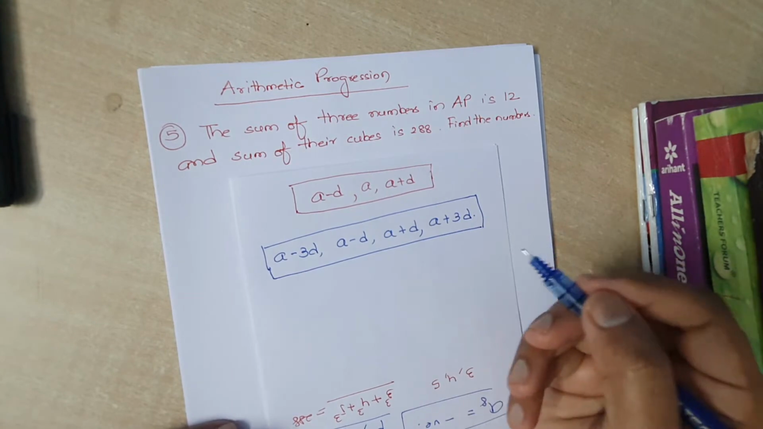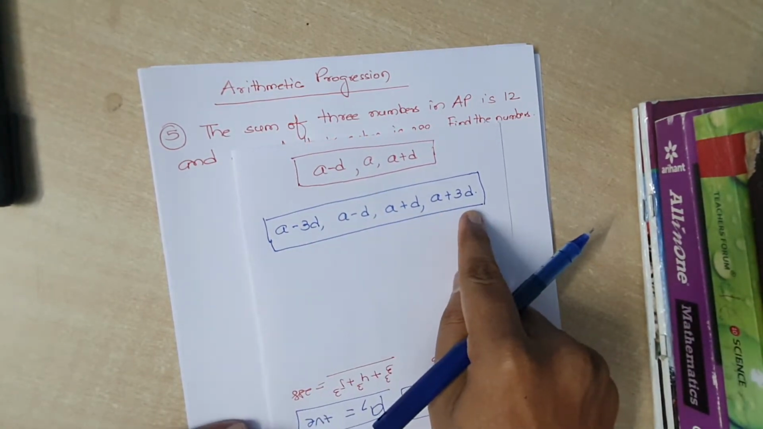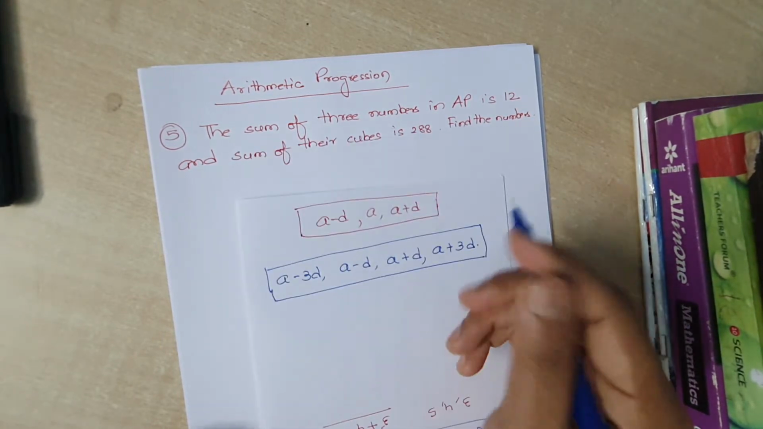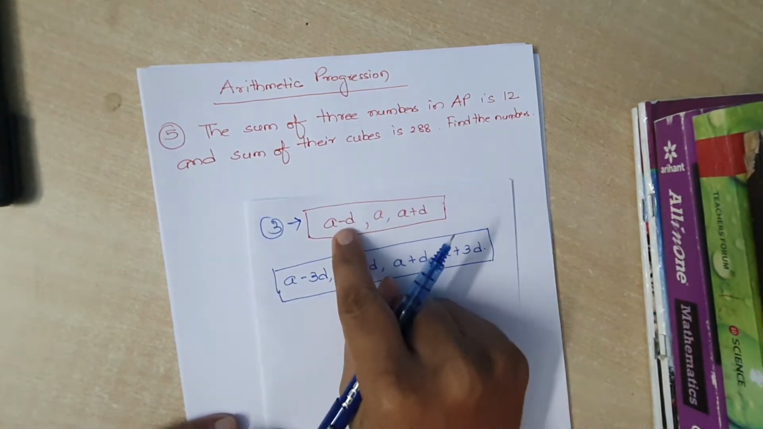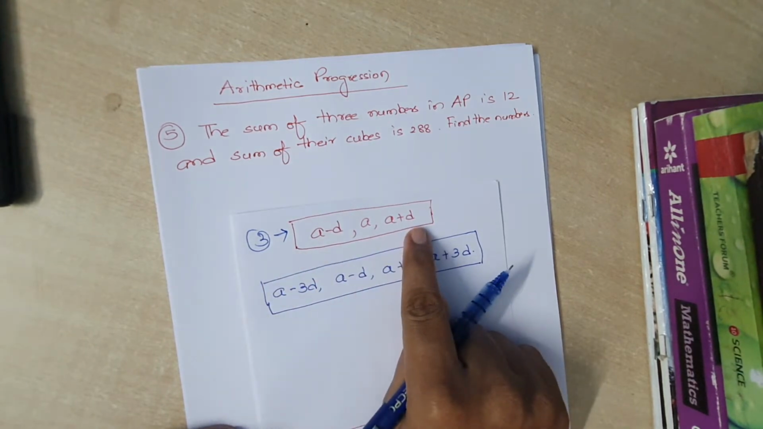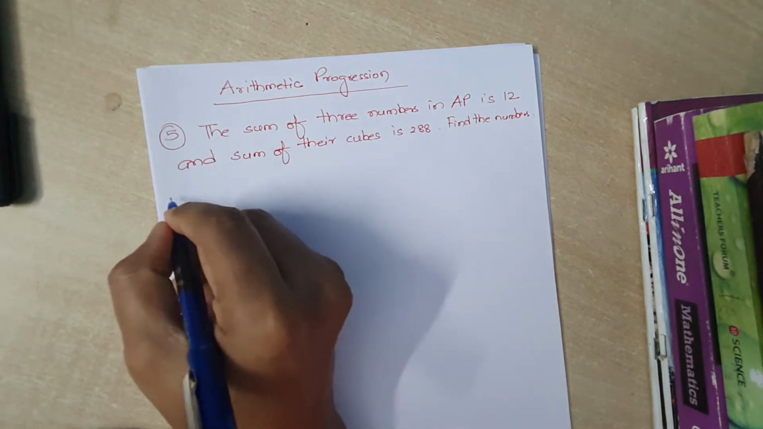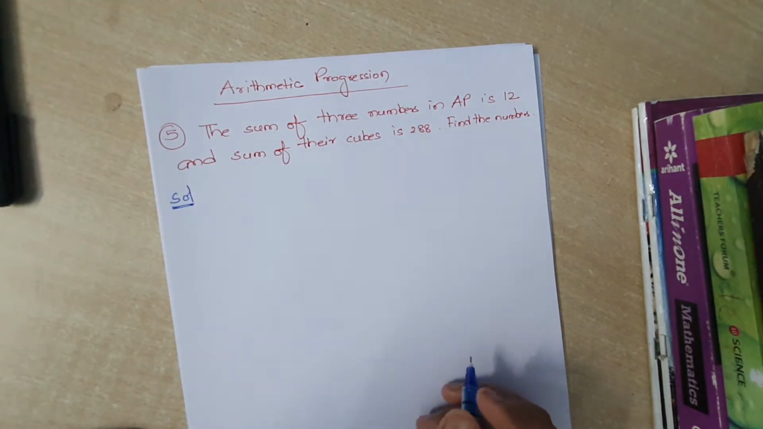In an arithmetic progression, if there are 4 unknown numbers, we have to choose this. Let the 4 numbers in AP be this. If there are 3 unknown numbers, we have to choose this: A minus D, A, A plus D. So in this question there are 3 unknown numbers, right? Okay. Having said that, let us solve. Now I think it will be easy.